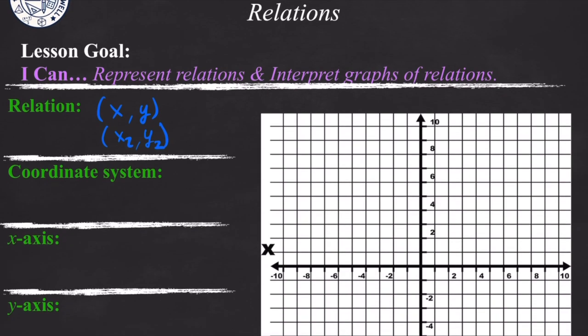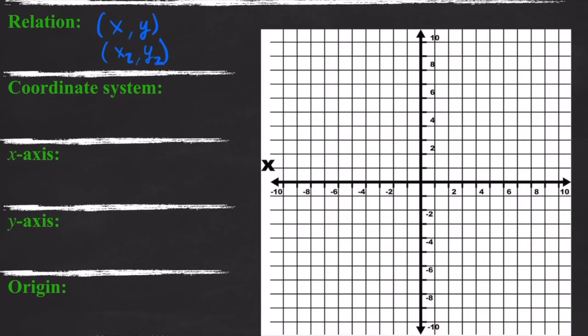Let's back up just a little bit. Let's talk about what it means for us to have a coordinate system. The coordinate system is our x and y axis. It's whenever we have two number lines that cross each other. The x axis is the horizontal line. That is this number line. The y axis is our vertical number line. It goes up and down. The coordinate system is whenever we put those two number lines together. That is what we call the coordinate system.